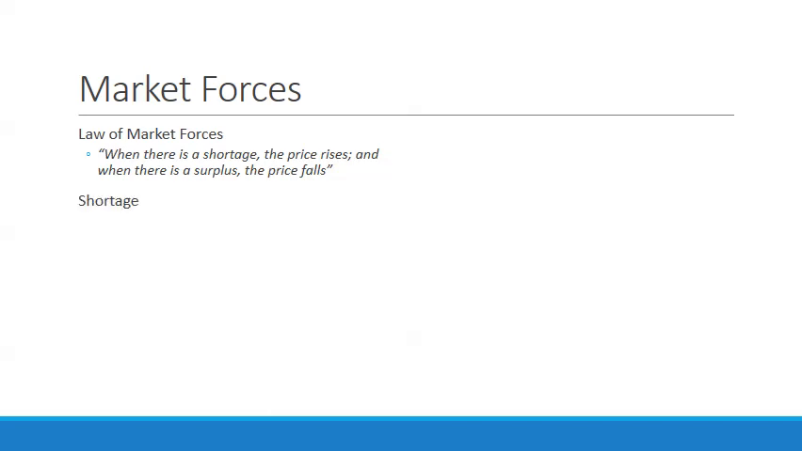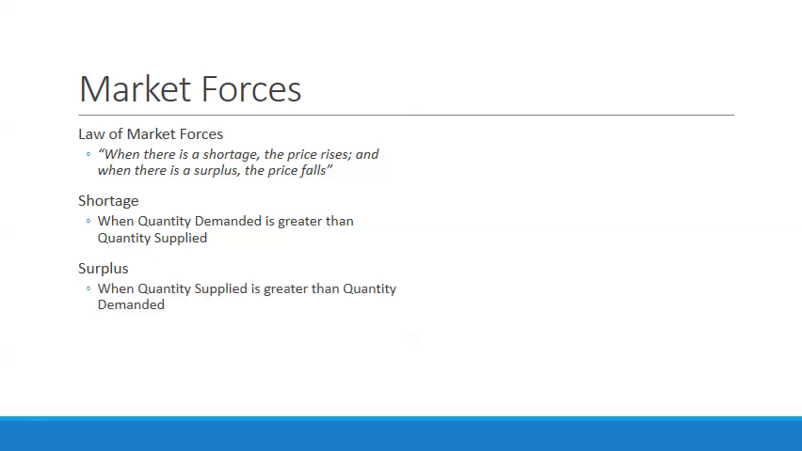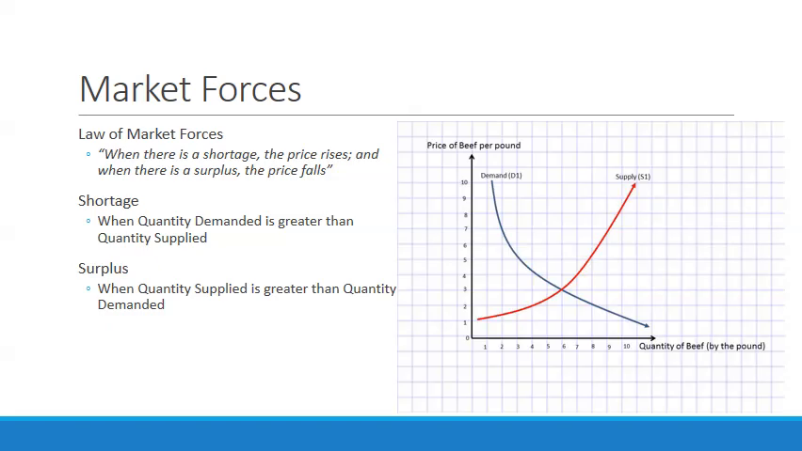Now, what we want to do, of course, is get a little more detailed in our definitions. So a shortage is when quantity demanded is greater than quantity supplied, whereas a surplus is when quantity supplied is greater than quantity demanded. So let's bring this graph back up here and walk through this and look at it.